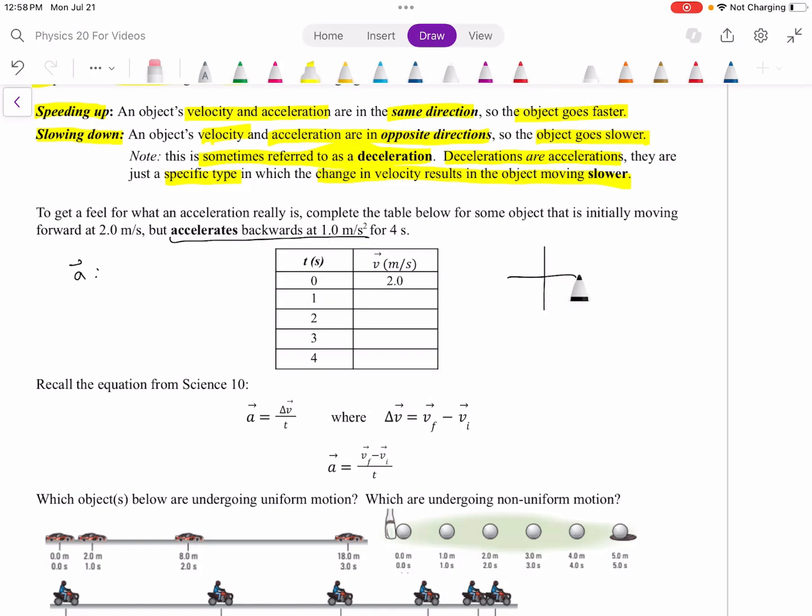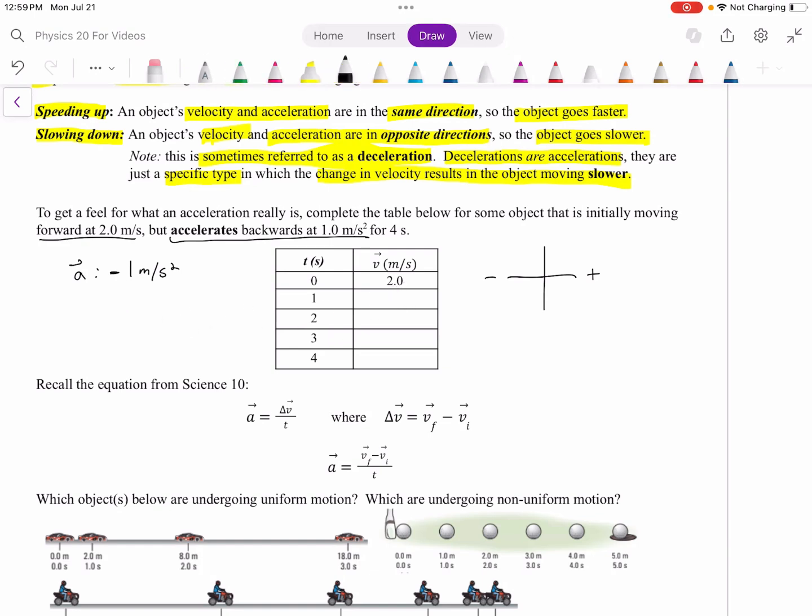So I'm going to go ahead and define forwards as positive and backwards as negative. And so that means if our acceleration is backwards 1 meter per second each second, I'm going to call that an acceleration of negative 1 meter per second squared. And all that means is that every second, its velocity is going to change by negative 1 meter per second, right? So if we look here, they've started the table for us. When time first starts, it was moving forwards at 2 meters per second. So its velocity is forwards, that's positive. It's moving forwards at 2 meters per second.